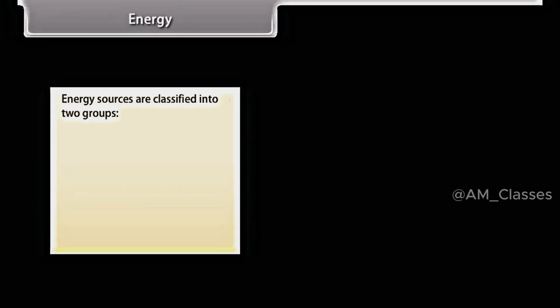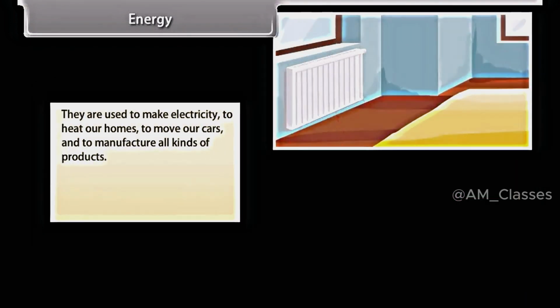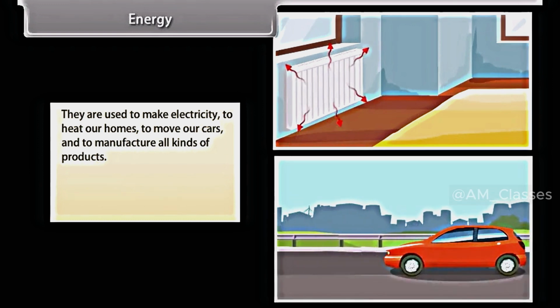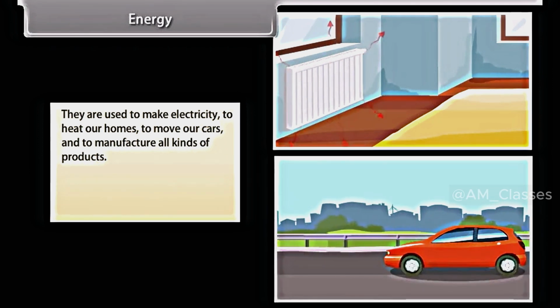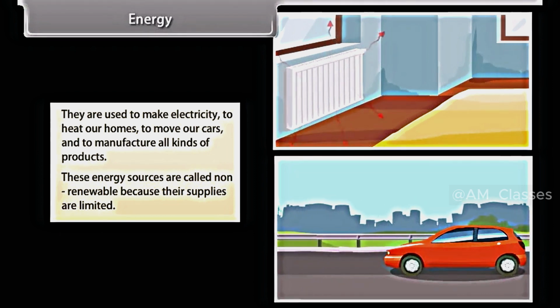Energy sources are classified into two groups, non-renewable and renewable. Most of our energy comes from non-renewable energy sources. Coal, petroleum, natural gas, propane, and uranium are non-renewable energy sources. They are used to make electricity, to heat our homes, to move our cars, and to manufacture all kinds of products. These energy sources are called non-renewable because their supplies are limited.